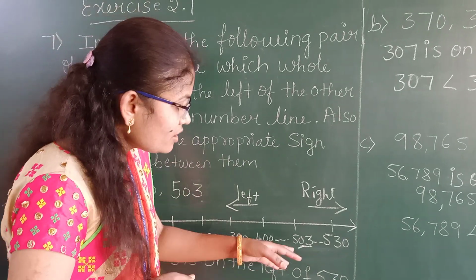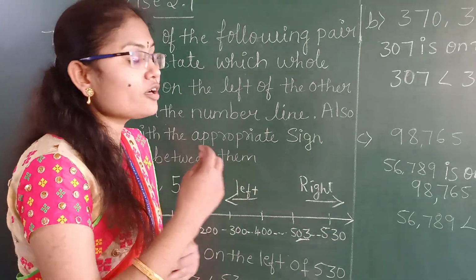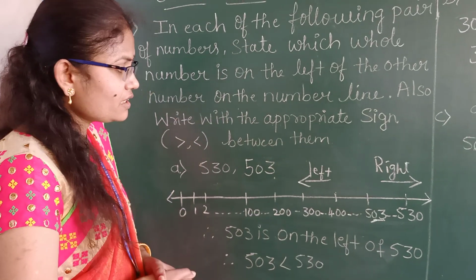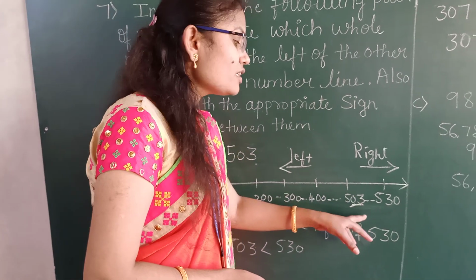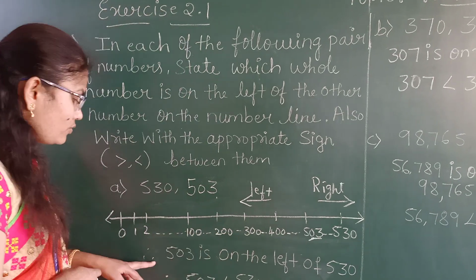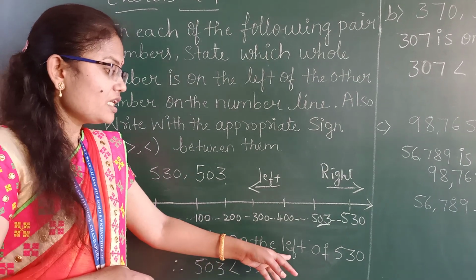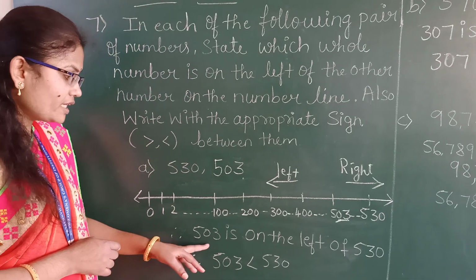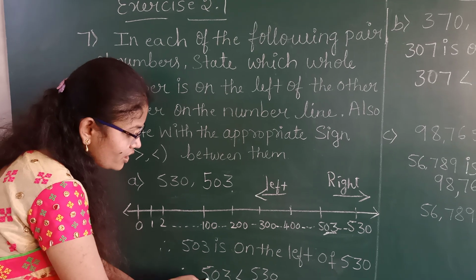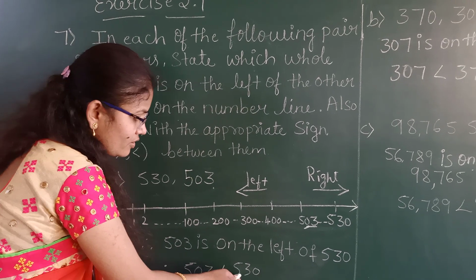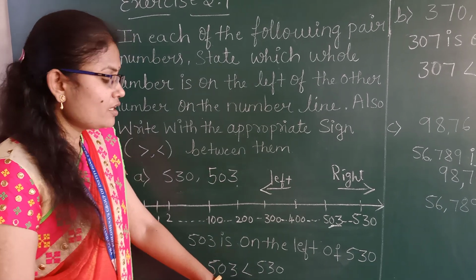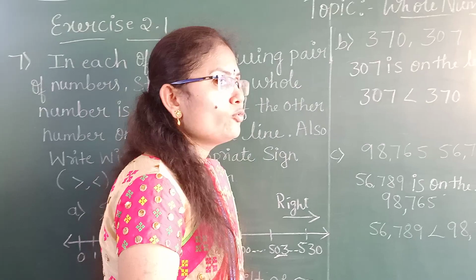Then we conclude that the smallest number will come left of the greatest number. Then 503 is the smallest number. 503 comes left of 530. Therefore, 503 is on the left of 530. Therefore, 503 is lesser than 530. If you put the sign, it means 503 is lesser than 530. Next we will move on to the next column.